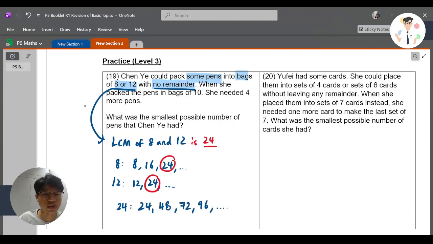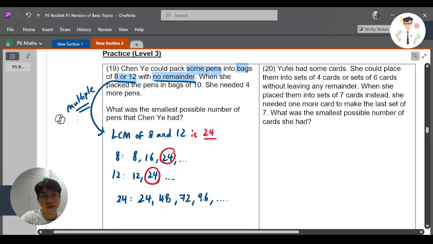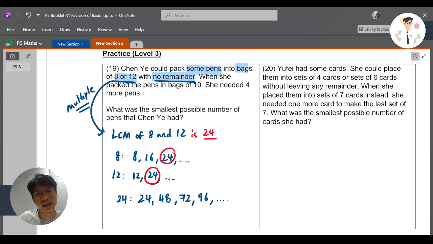Again, these are the multiples. Then why am I looking for the LCM? It helps me to list them more easily. Of course, I can list out everything, but it will be too long. So these are the multiples: 24, 48, 72, 96. Now, the main point comes here.